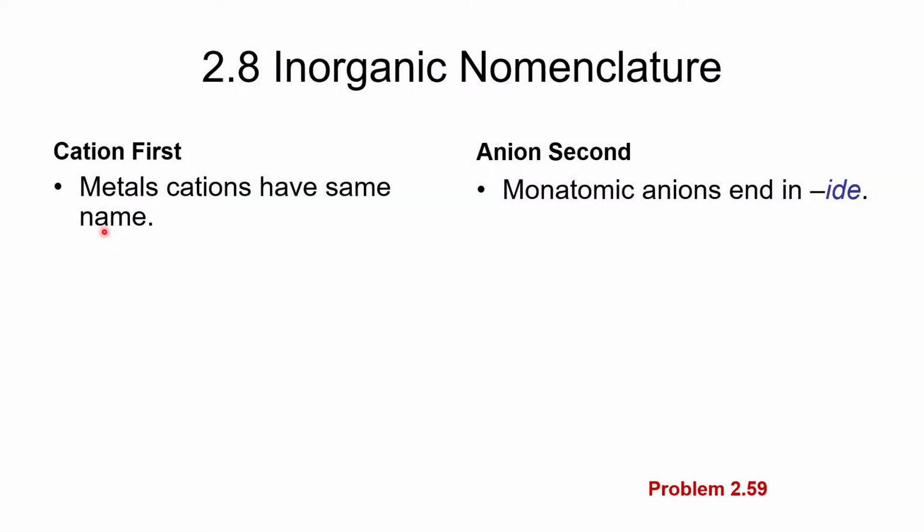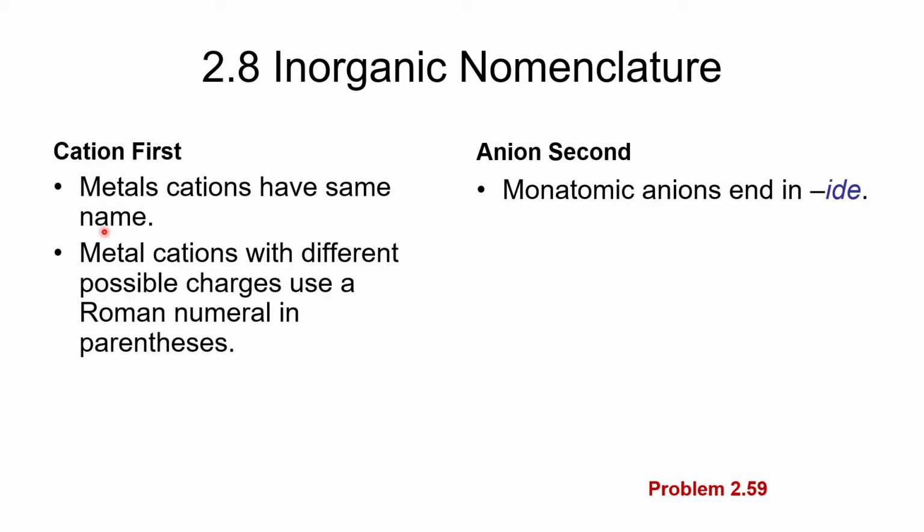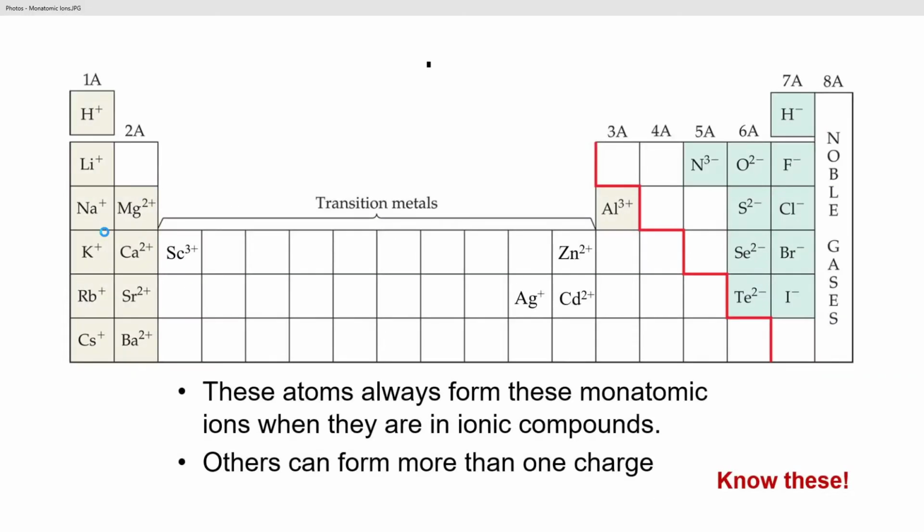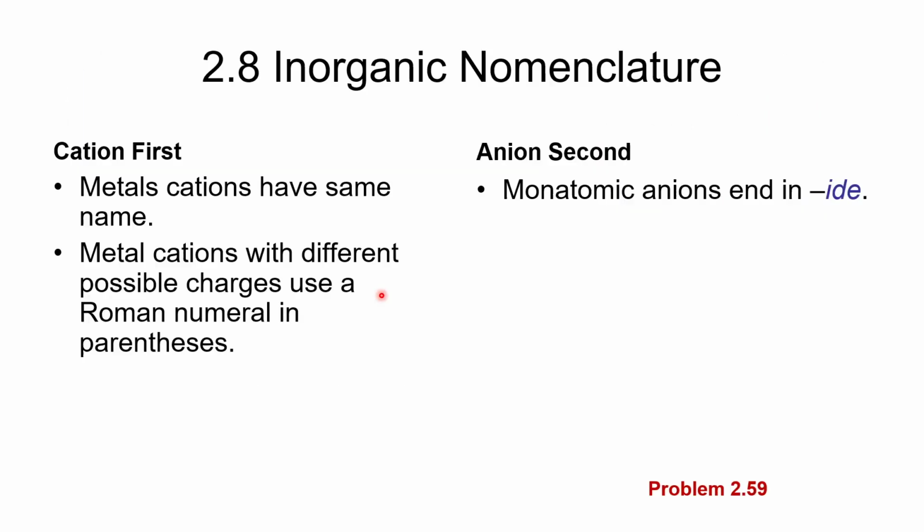Let's go back to the presentation here, and we'll look at some of our other rules. Metal cations that have more than one possible charge, in other words, ones that are not on this list, the ones that are blank spaces, so these other ones, those we're going to use Roman numerals in parentheses immediately after the name of the element to indicate what the charge is. I will show you how to do that here on the next page.